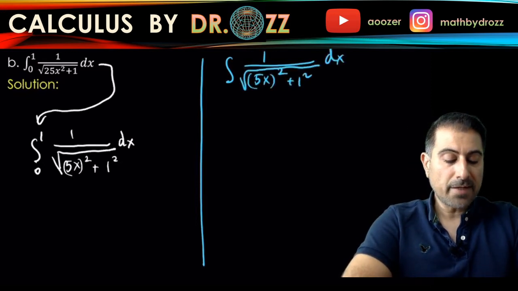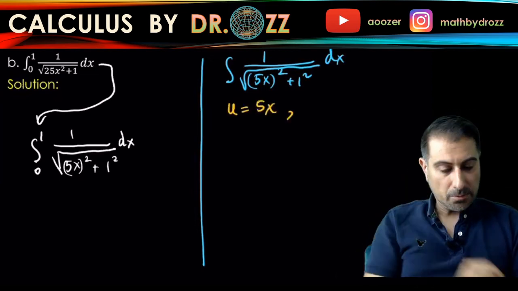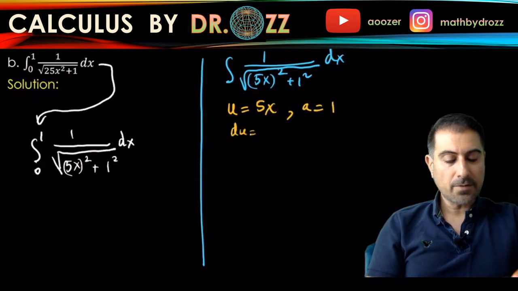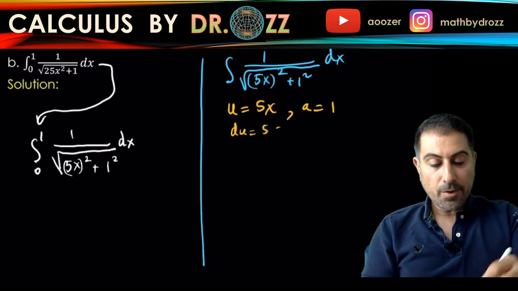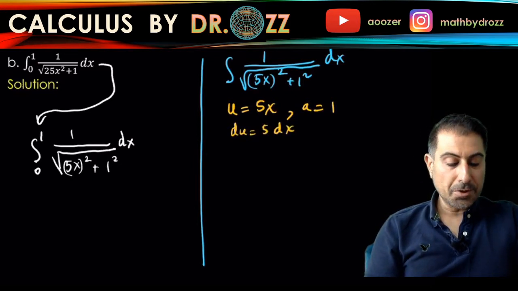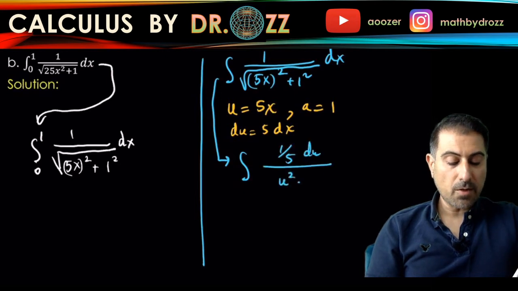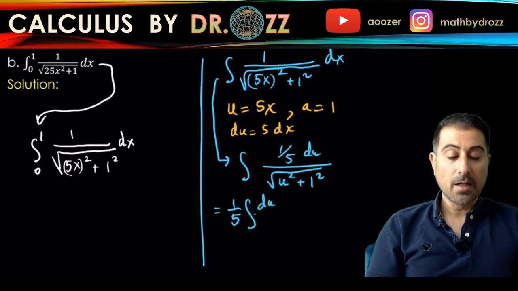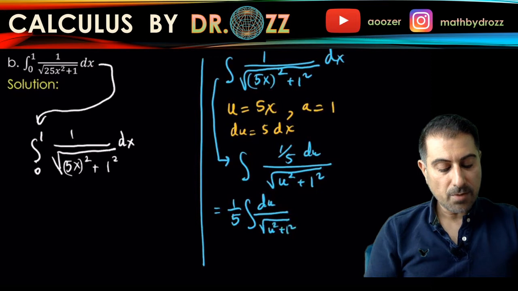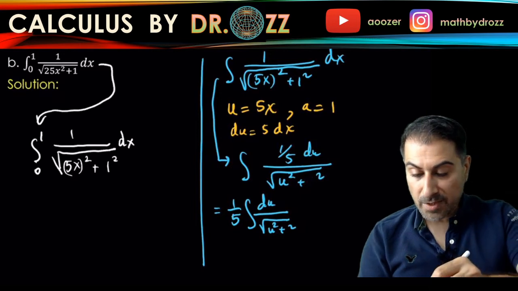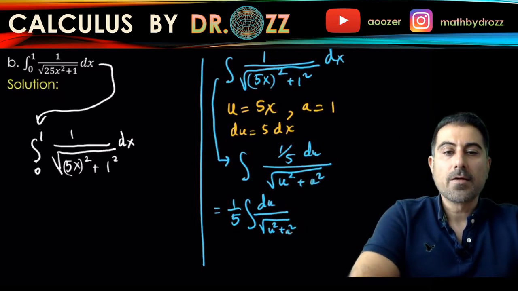So u equals 5x and a equals 1. In the meantime, I'm just preparing myself for the formula. And du is coming out of this as 5 dx, right? So now this integral is turned into 1/5 du divided by the radical of u squared plus 1 squared. I can also pull out 1 over 5. Here we go, du over the radical of u squared plus 1 squared, but 1 is our a, so why don't I write it exactly the same as what we had in that table here, right?